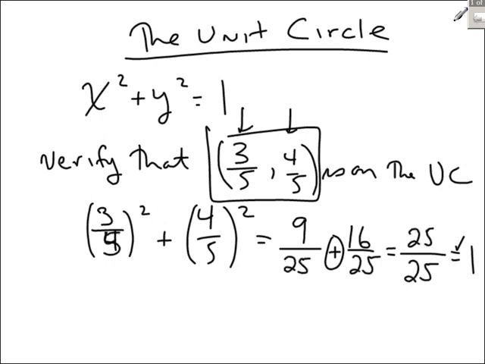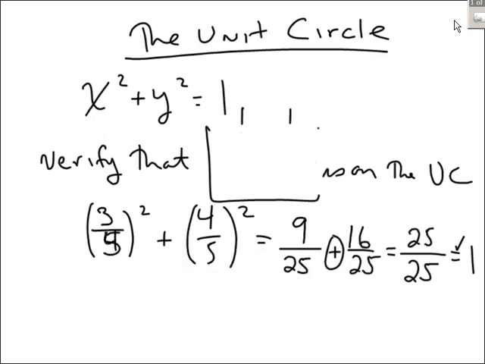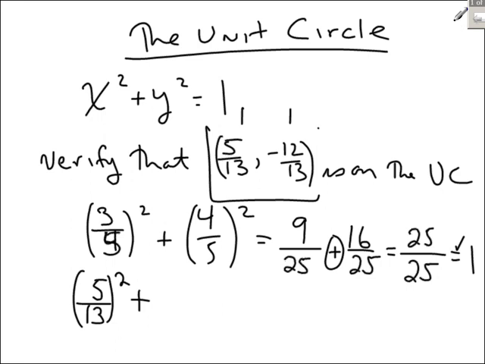Okay, let's try another one. How about this point instead? How about 5 over 13 and negative 12 over 13? The point 5 over 13, comma, negative 12 over 13. Well, if you square the x value and you add to that the result that you get when you square the y value, you're supposed to get 1.